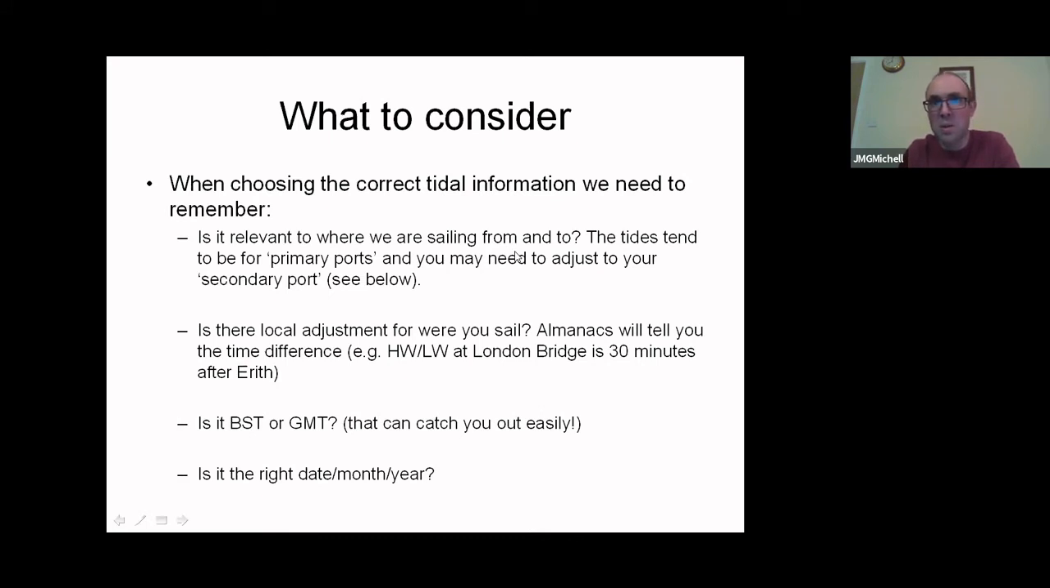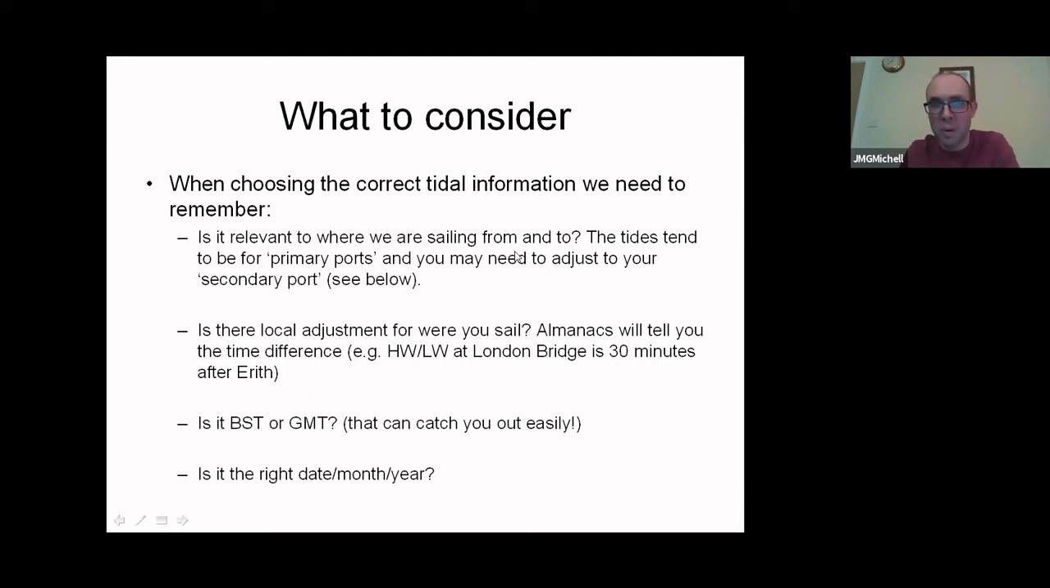So when you're going to choose the correct tidal information, there are a few things that you need to remember. The first thing is that the tidal information you're looking at must be relevant to where you're going to sail from and where you're going to sail to. So if you're going to sail from Southampton to Dartmouth, you not only need to look at the tides for leaving Southampton, but you need to look at the tides for arriving in Dartmouth, as well as working out how fast you're going to go and roughly what time you're going to get there. So you'll be looking at two different tide tables at least to do a passage plan like that.